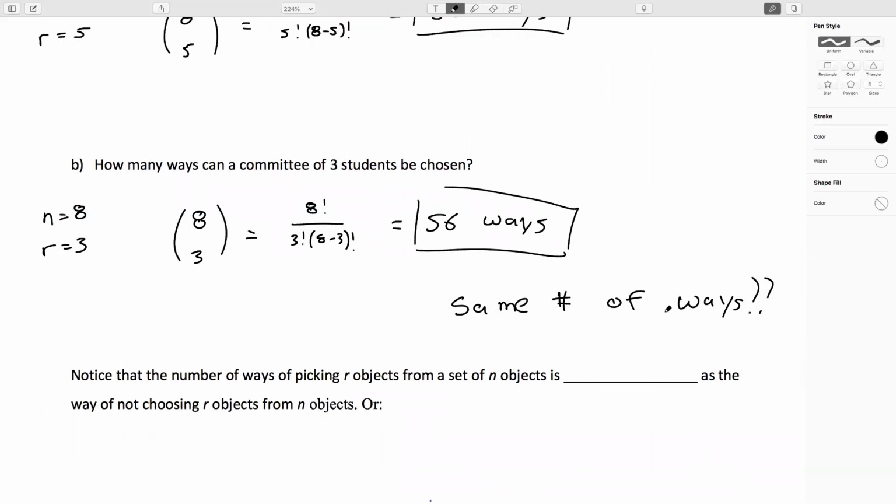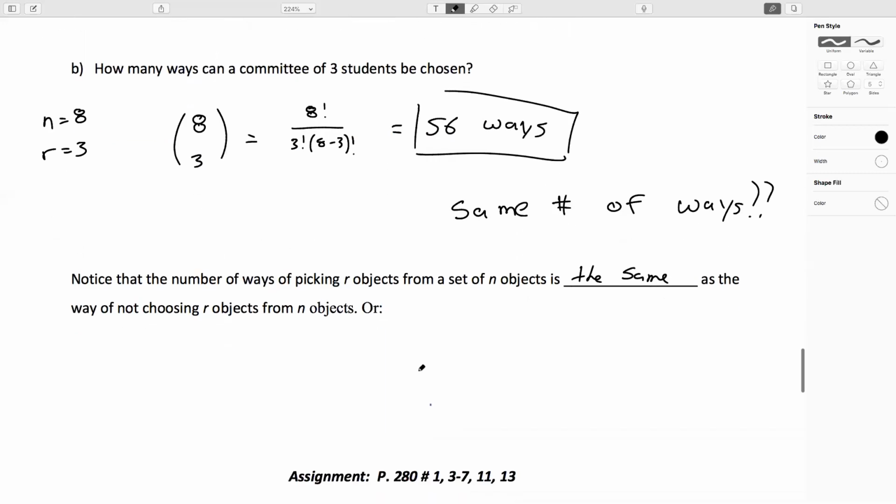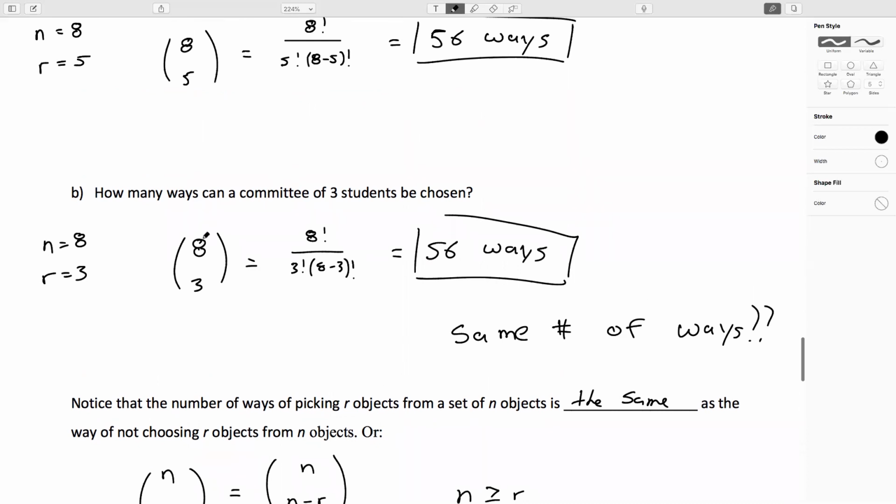Notice that the number of ways of picking R objects from a set of N objects is the same as not choosing R objects from N objects. Or in other words, N choose R is equal to N choose N minus R. So basically, the number of ways of picking 3 things is the same as the number of ways of not picking 3 things. So if you had 8 people and you chose 3, that's the same as choosing 5, because 5 is equivalent to not picking 3.